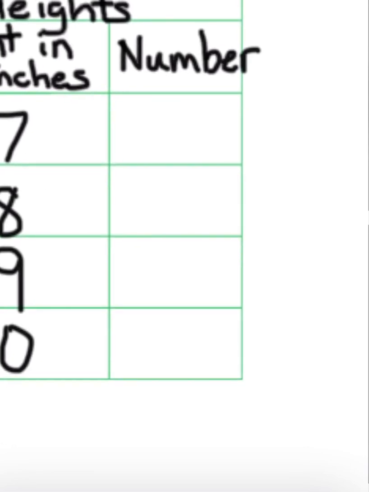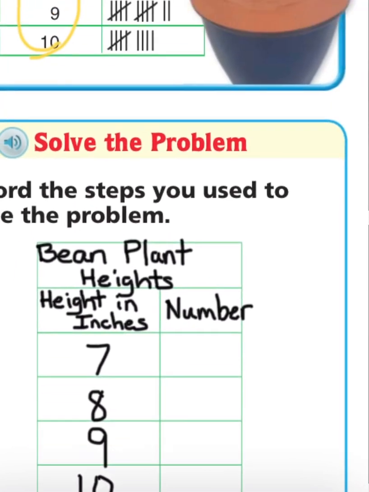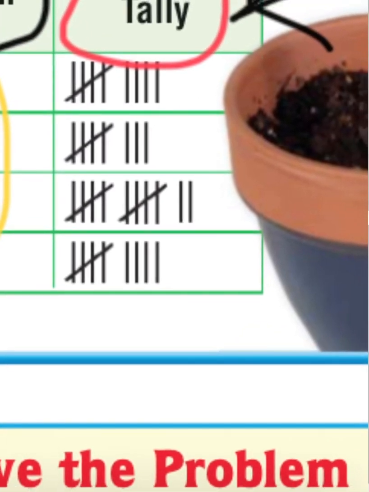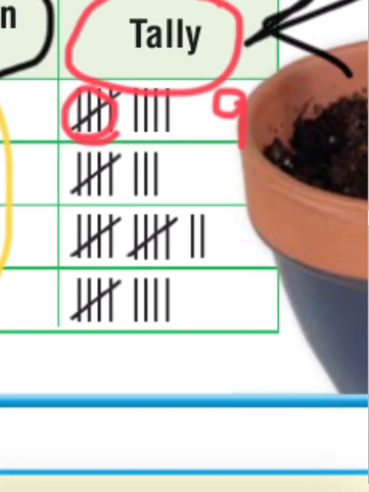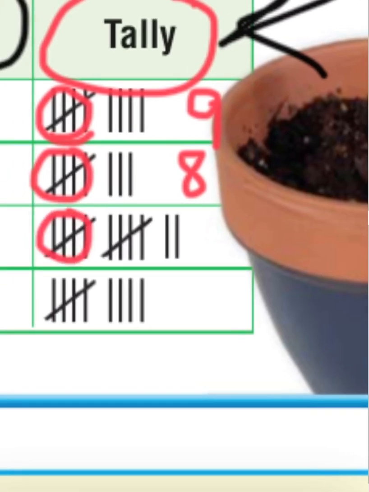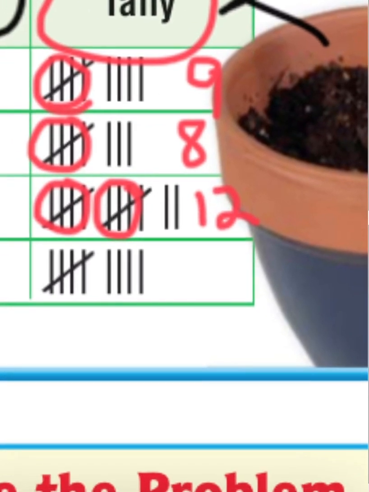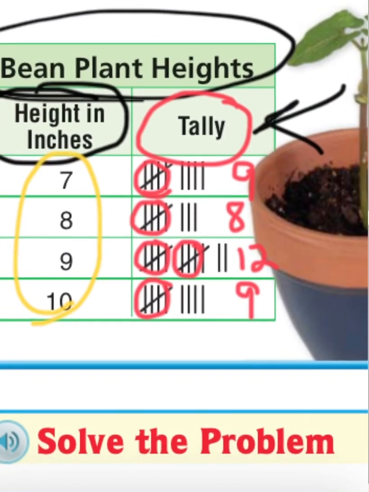Now over here, in these boxes, those will be different. We're not making tallies. We're going to write in the number of plants that are that height. So let's take a look. If we count these guys up, this is 5 plus 4 more, that makes 9. This is 5 plus 3 more, that makes 8. This is 5 plus 5 is 10, plus 2 more means we have 12. This is 5 plus 4 more gives us 9. So the number of plants that are 7 inches tall is 9.